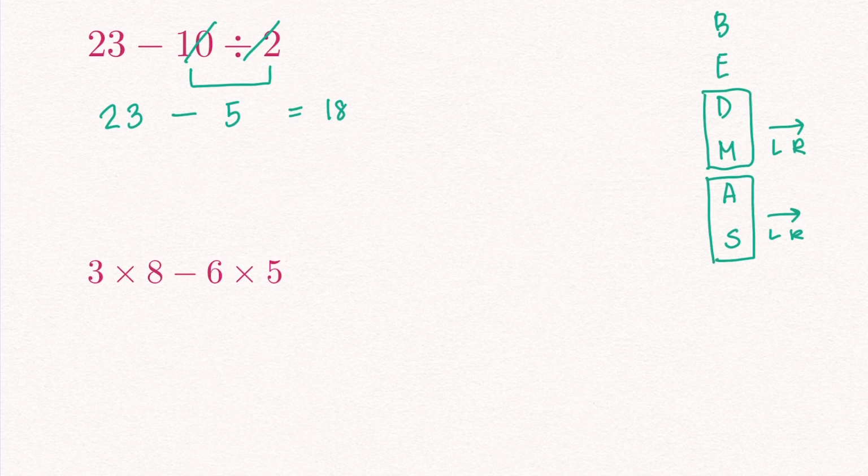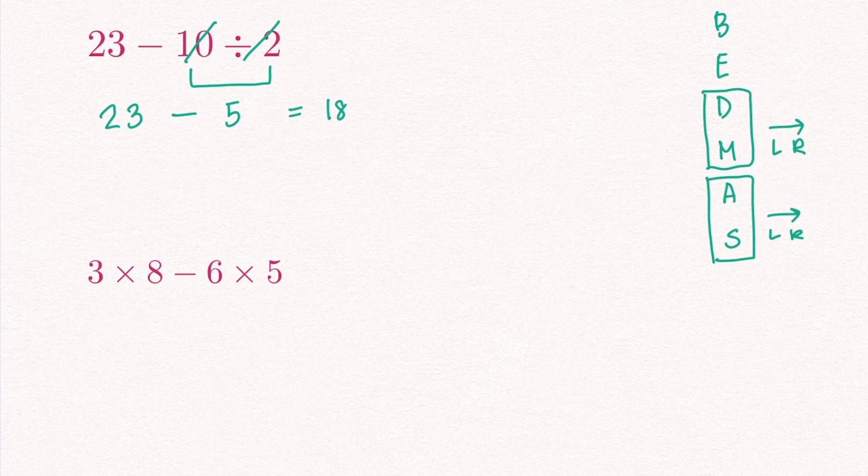In our next question, we have 3 times 8 minus 6 times 5. So the operations we see are multiplication signs and the subtraction sign. So going through our BEDMAS once again, we see no bracket, no exponent, no division, but yes for multiplication, no for addition, and yes for subtraction. So we're going to solve and evaluate the multiplication bit first.